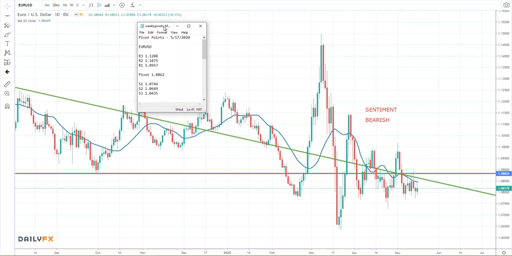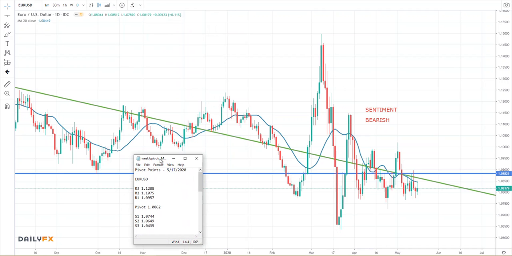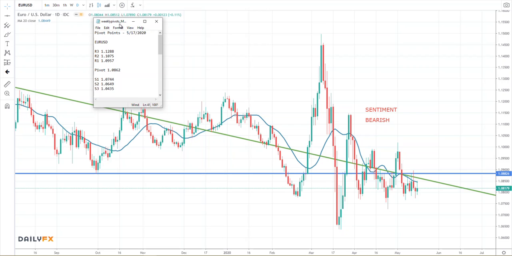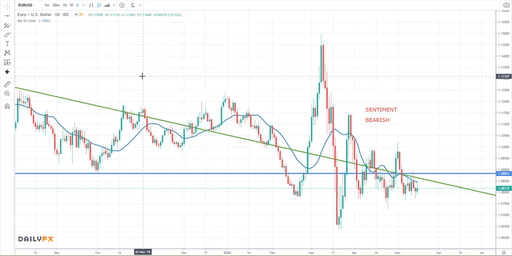This is your weekly analysis for euro dollar. So the European euro versus the US dollar, the date is 5/17/2020, 11:21 a.m. Eastern Daylight Time here in the States. As you can see, I have my pivot points pulled up here. We're going to use those to map out our different weekly destinations for price, looking for buying and selling opportunities. For now, I'm going to go ahead and minimize it, and let's talk about the big picture real quick.